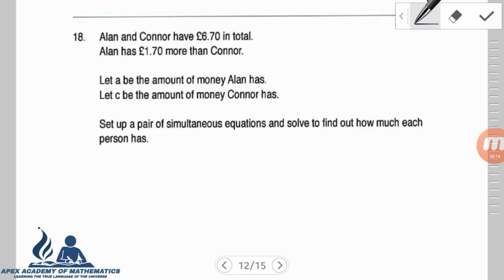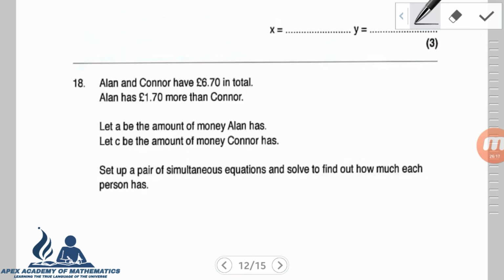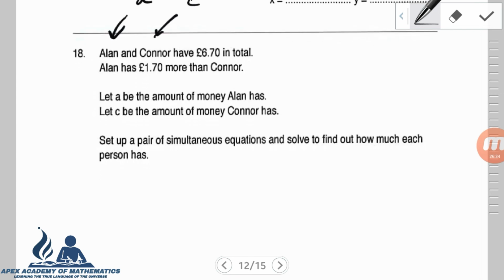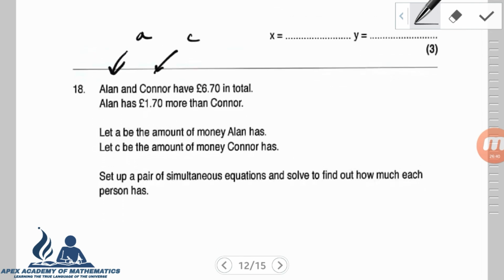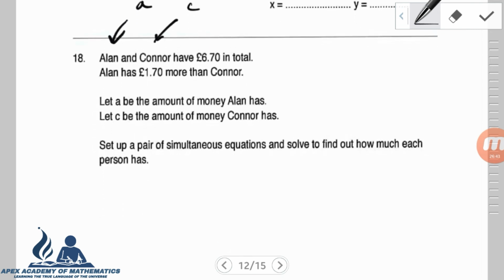What we have to do here is assign a letter to each individual. So we can simply say, let Alan be represented by the variable A, and let Connor be represented by the symbol C. We could do that, or X and Y, no matter. So here we have Alan and Connor. Alan and Connor have $6.70. So basically whatever Alan has and whatever Connor has, it sums up to a total of £6.70.